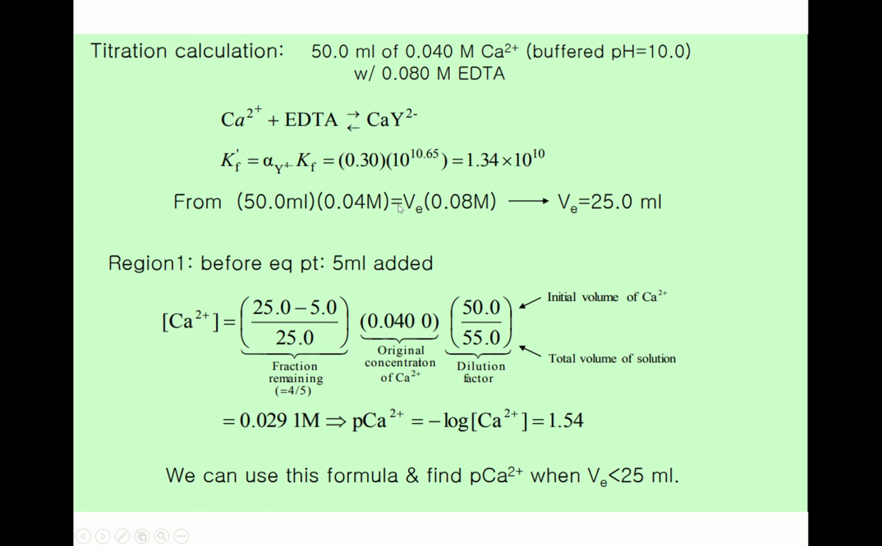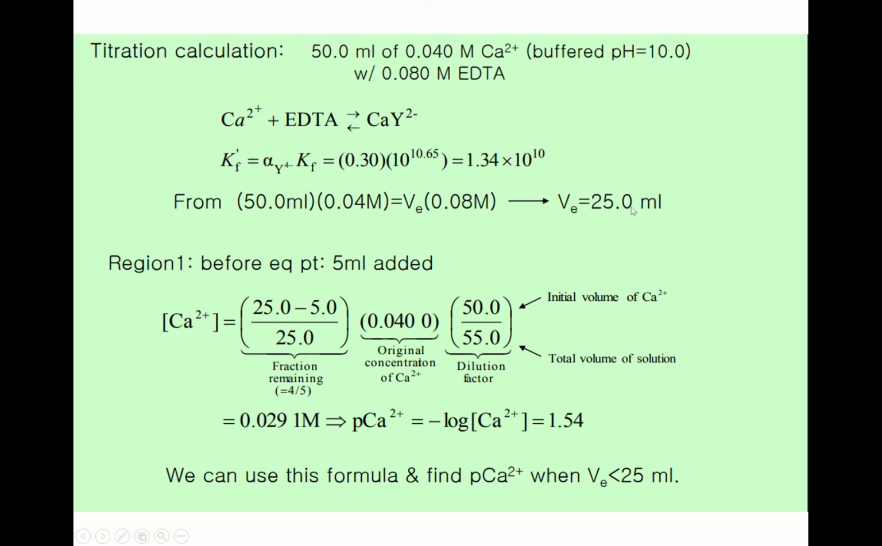Also you have to find the equivalence point. That is very easy because there is one-to-one complexation. The number of moles of calcium and the number of moles of EDTA are the same at the equivalence point. So from here, we usually calculate Ve, which is 25.0 milliliters. Since the EDTA concentration is twice the calcium concentration, the required EDTA volume is just half of the original calcium volume.